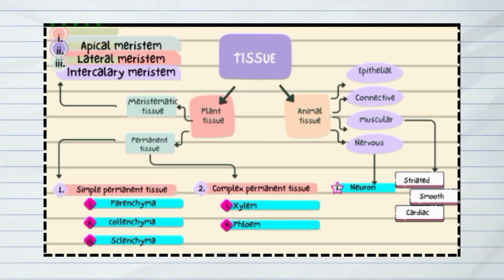Muscular tissue is divided into three types: striated, smooth, and cardiac. Nervous tissue is categorized only in neuron.